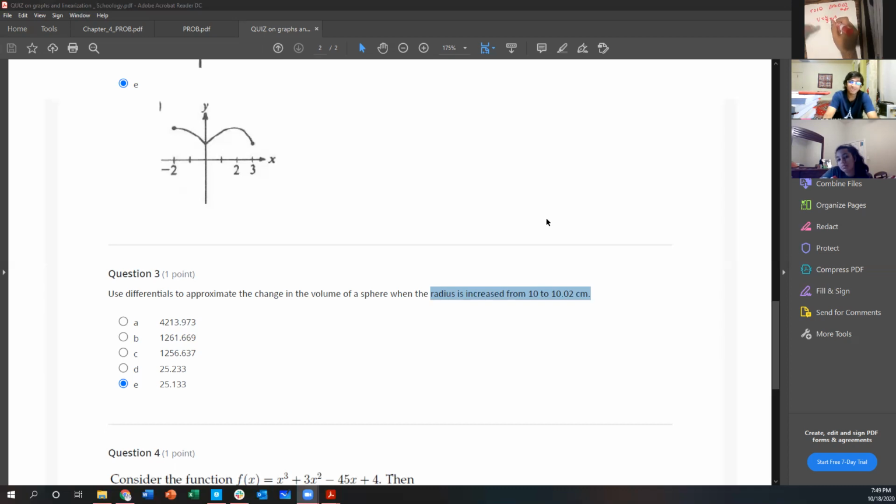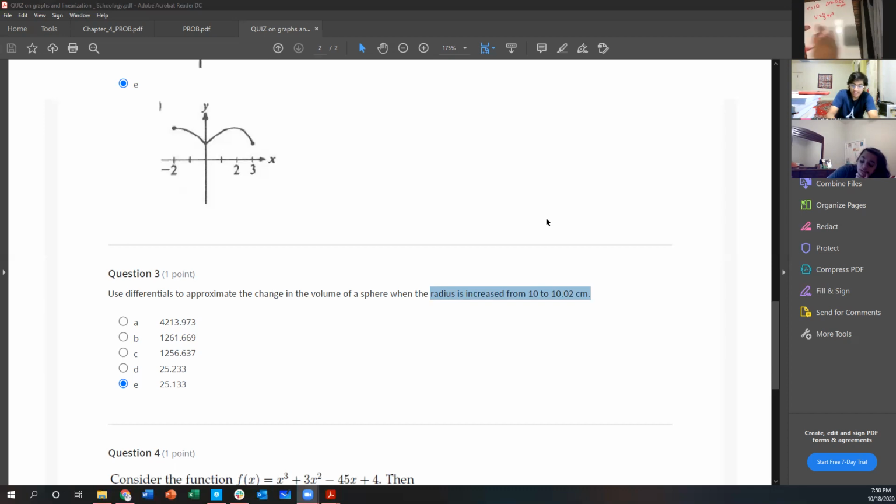In a related rates problem, you would probably do dv dt with respect to time. But is time even a factor here? No. Here's the thing. They want us to find the change in volume. Change in volume is dv. We know what dr is. Logically speaking, the only thing that could make sense is dv dr.